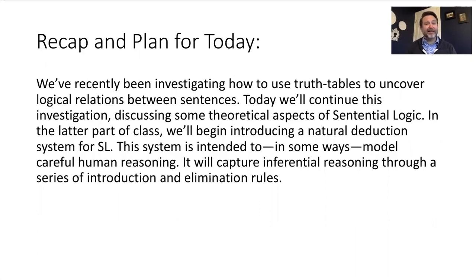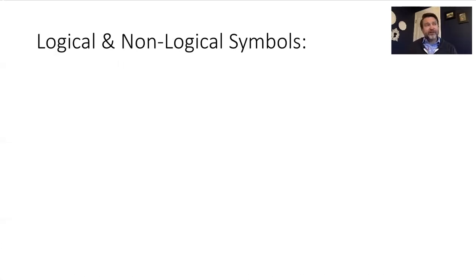We'll talk about why this is natural. Essentially, the idea is that the system is intended to, in some ways, model careful human reasoning. It'll capture inferential reasoning through a series of introduction and elimination rules, and we'll spend some time today talking about what those are. First, to get a sense of the kinds of rules that we're going to be using and to get a sense of how natural deduction is going to function, we want to think about logical and non-logical symbols in arguments. So we can draw a distinction between these two things.